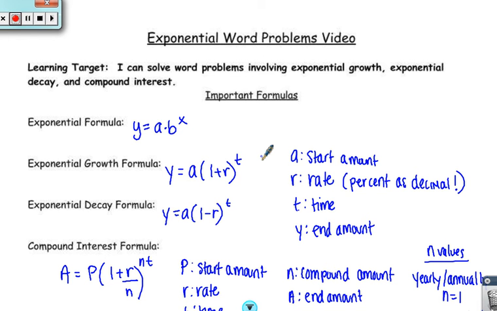If it was a growth formula, remember that it was 1 plus our rate. If it's a decay, it was 1 minus our rate. Your A value is what you're starting with. Your rate, don't forget, has to be written as a decimal. If it's given as a percent, you have to write it as a decimal. T is your time and Y is your ending amount. Those two formulas are more of a review because I covered them in the first video.